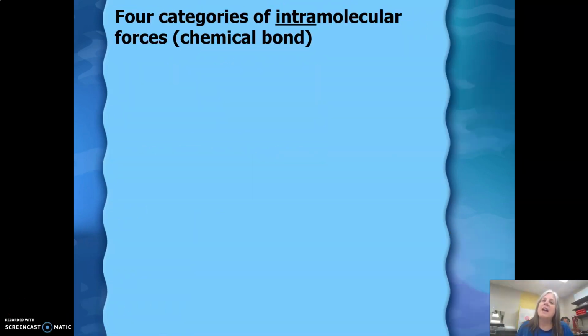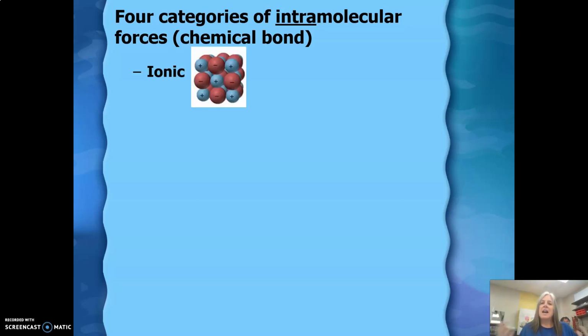So there are 4 categories of intramolecular forces. Those are the chemical bonds. Now, in our last unit, we learned about 2 of them, and now we've got 4. One of those is ionic. Ionic is when we have a metal bound to something else, like a polyatomic ion or a nonmetal.